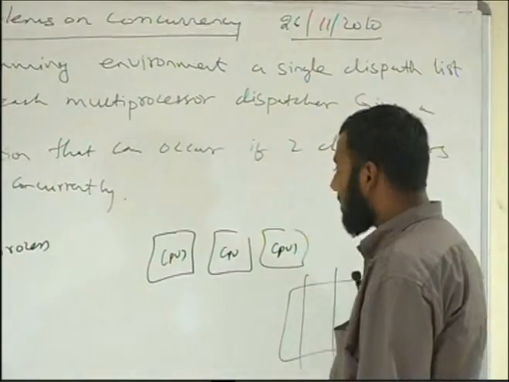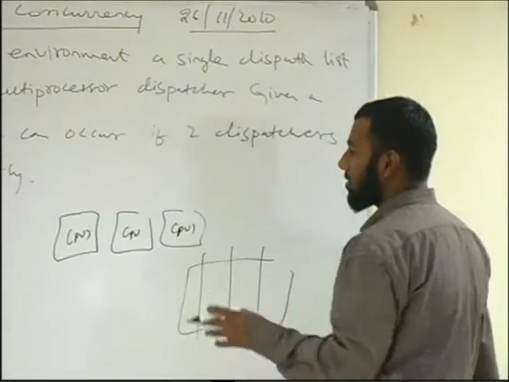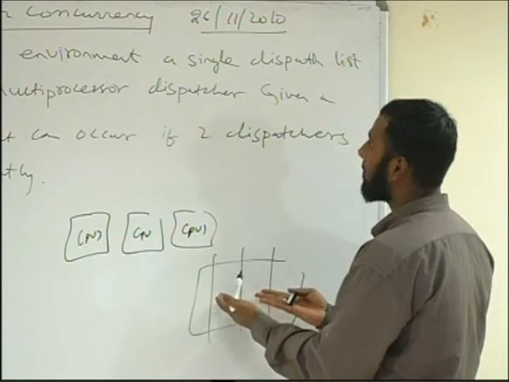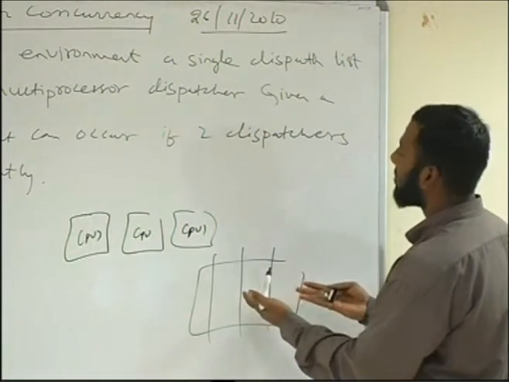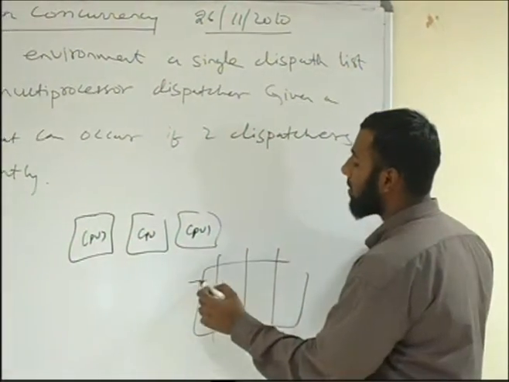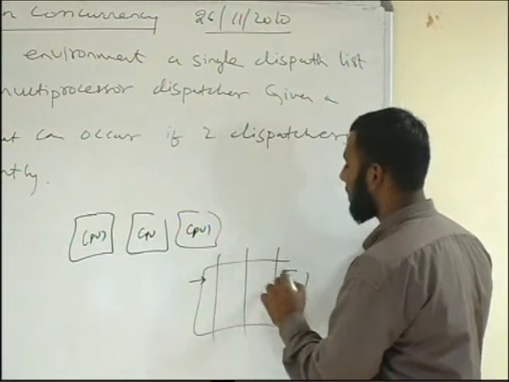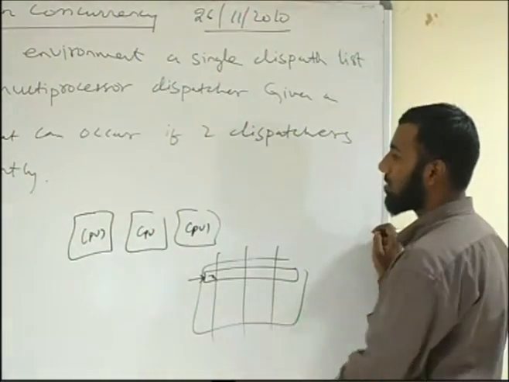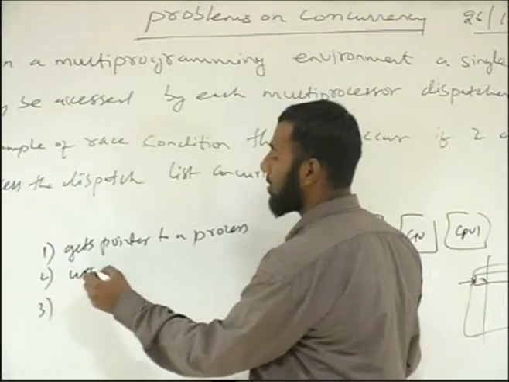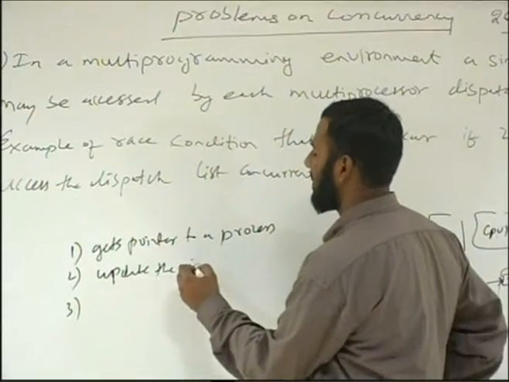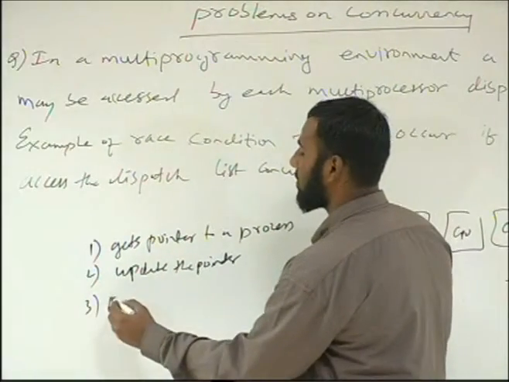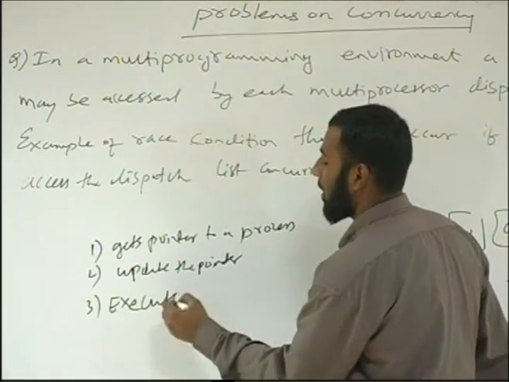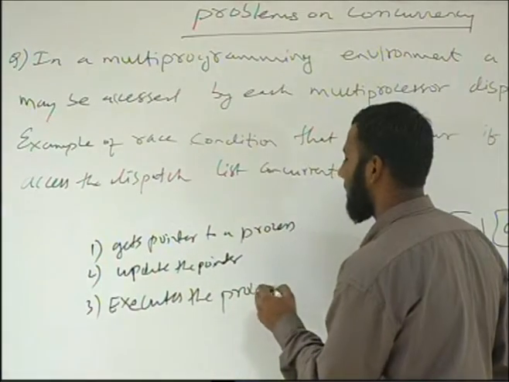Now the problem here is, suppose all of these processors are given a chance simultaneously to see this dispatch list, which is shared among all of them. So all of them will see that the next process to execute is, suppose, this X. All of them get a pointer to this process, and they will update this pointer and execute the process.